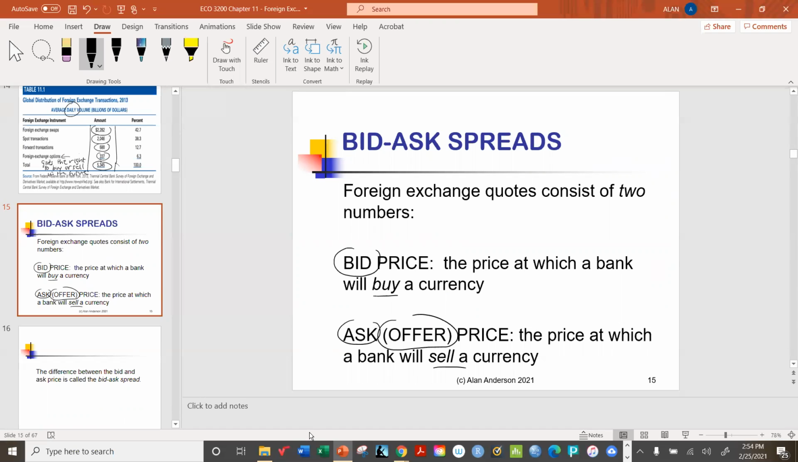So there's always two numbers. Now, if you forget which is which, just remember you are always at a disadvantage. In other words, you're paying the higher price and you're receiving the lower price on every transaction. And this is how the dealers make their money.